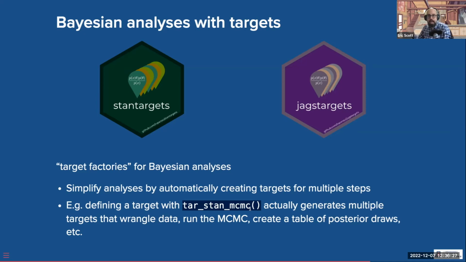But then when you look at the tar viz network, when you actually run the pipeline, it's doing a bunch of things. It's generating targets automatically at runtime that do stuff like wrangle data, run the MCMC, create a table of posterior draws, and other stuff. So these exist if you want to do Bayesian analyses with targets. And one of the in the wild projects that I have at the end uses, I think, stantargets.